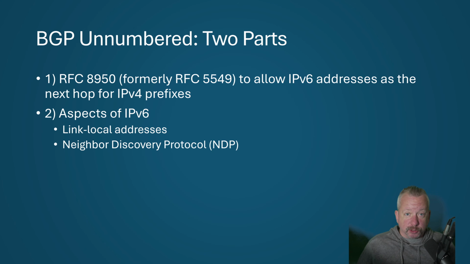And BGP Unnumbered is done in two parts. So the first part is RFC 8950, formerly known as 5549, but 8950 superseded that. You'll often see documentation referred to 5549 as well. And this was what allows an IPv6 next hop to be used for IPv4 prefixes. So IPv4 prefixes, their next hop will be an IPv6 address. The other part is just some built-in features of IPv6, link local addresses, and neighbor discovery. So it auto configures a local address based off the MAC address typically, and then discovers what the other side is using neighbor discovery.